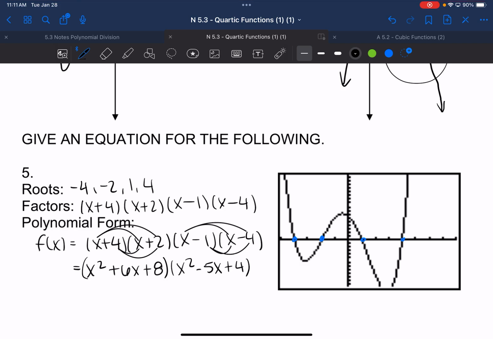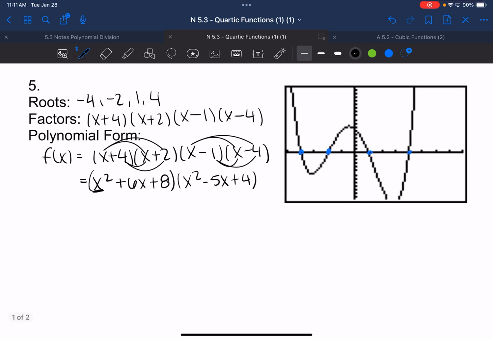Okay. Now I have to multiply these two together, right? So let's start with this first term, x squared. I'm going to multiply it by everything in the second parenthesis. So x squared times x squared. X to the fourth. X squared times negative 5x. Good. X squared times 4. 4x squared. Perfect.